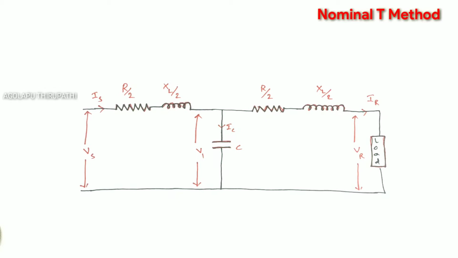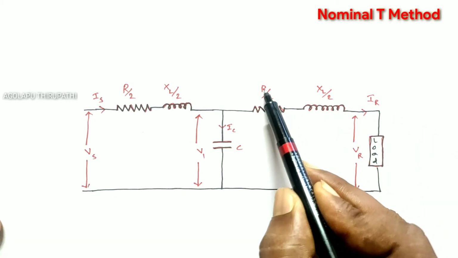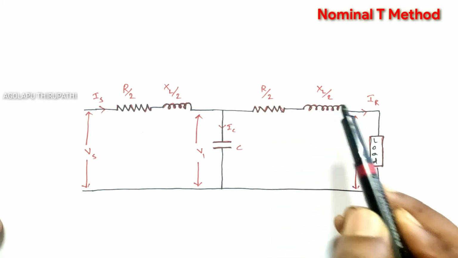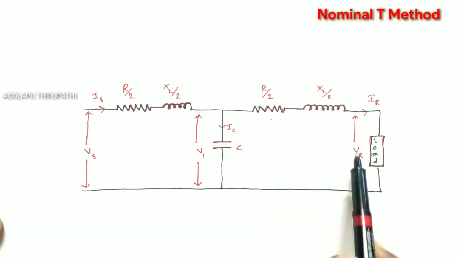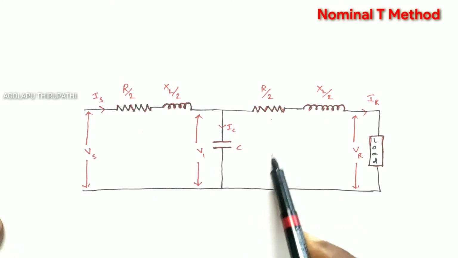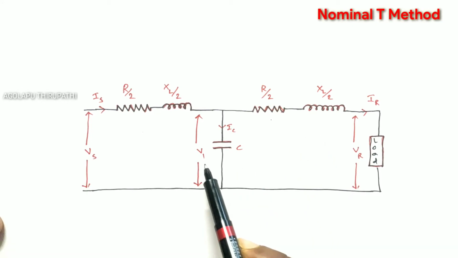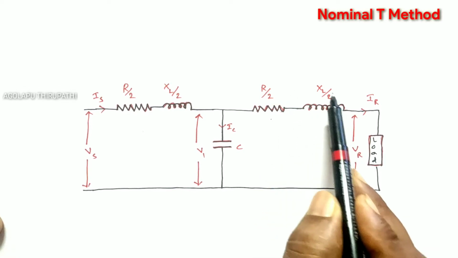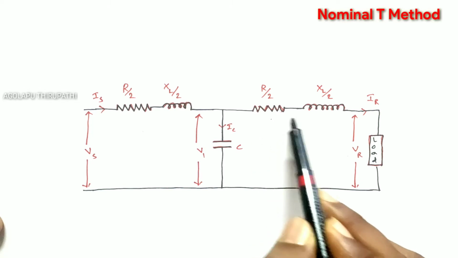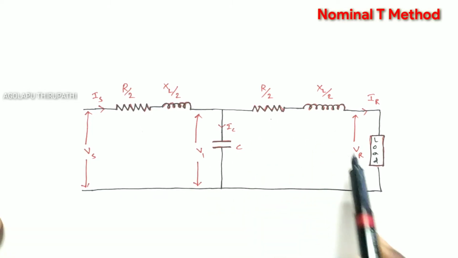Next, in the circuit diagram, this IR current flows through the R by 2 drop and XL by 2 drop. To get V1, we have to add these two drops to VR. If you apply KVL, it is clear that V1 is equal to VR plus the voltage drop across these two parameters. Therefore, to get the V1 vector, add these two drops to VR.